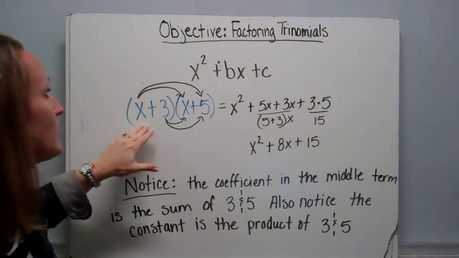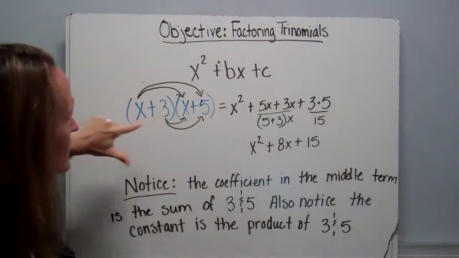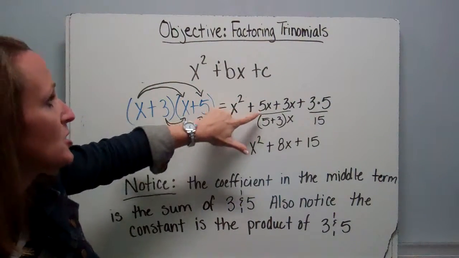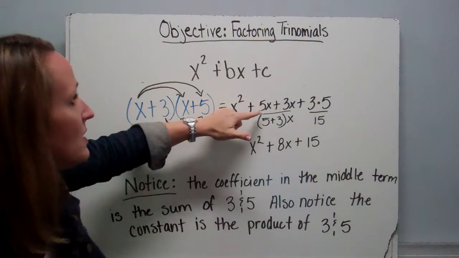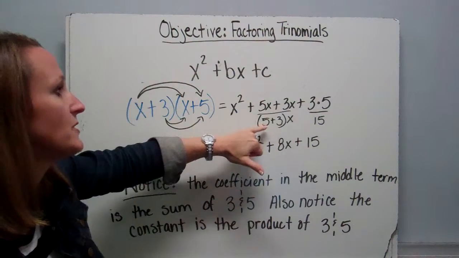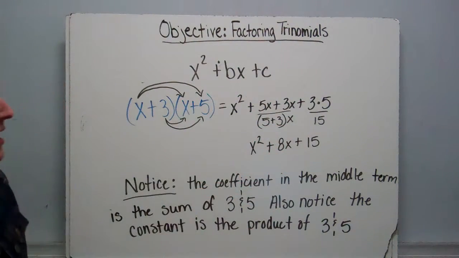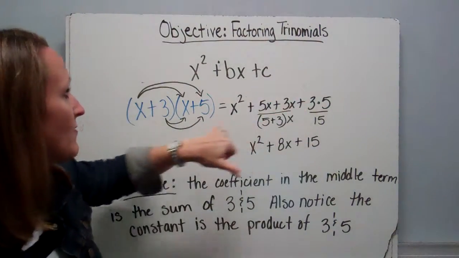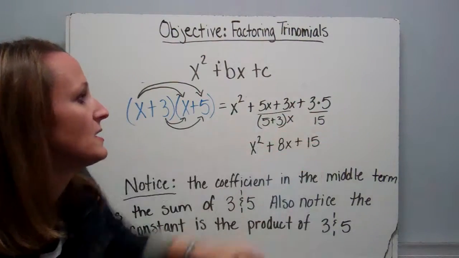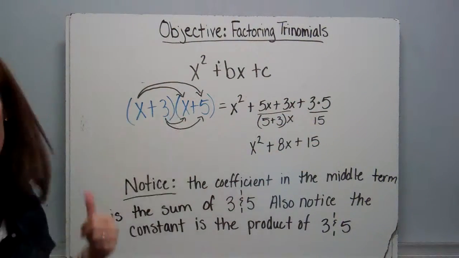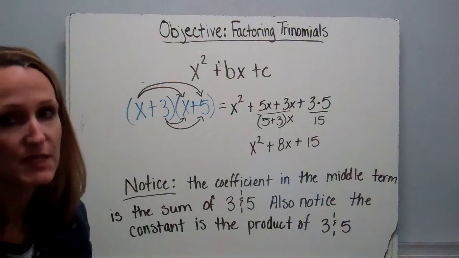If we have FOILed x plus 3 times x plus 5, you know that your first one is x squared because you've done your first terms. Your middle term is what you get from 5x plus 3x. In other words, you've done 5 plus 3 times x, or you have 8x. And then your last term is what you got from multiplying your two last terms, or 3 times 5. It's 15. So we multiply these two together. You've got x squared plus 8x plus 15.